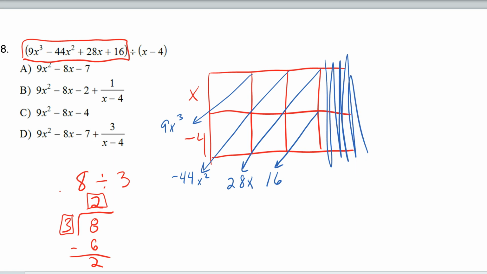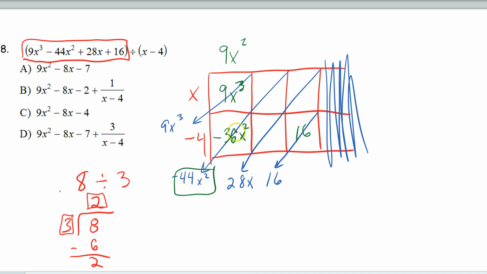Now to set this up, it's really just a puzzle and you have to fill in the blanks. What you do know already is that 9x cubed is the only term in the rectangle. There's no other like terms, and also 16 has to be there. So now you can start filling in the blanks. This will be 9x squared. That'll give me 9x cubed. And now I can work down. I can multiply here. Negative 36x squared.